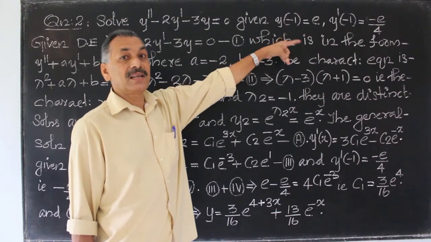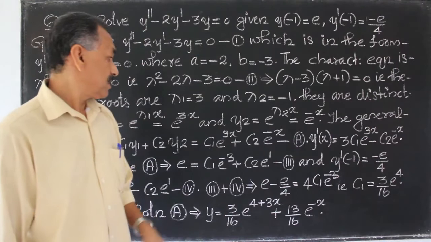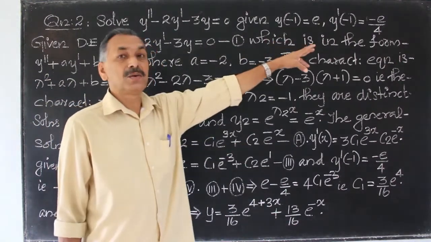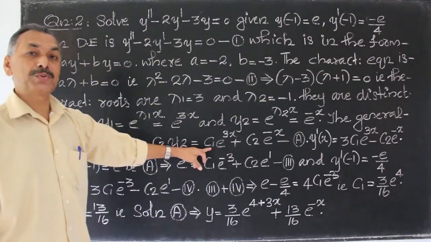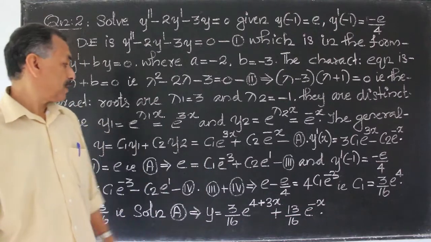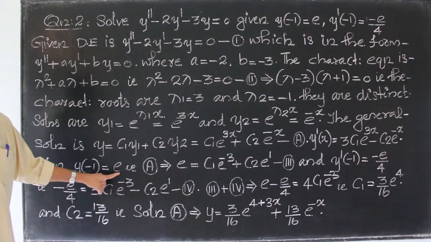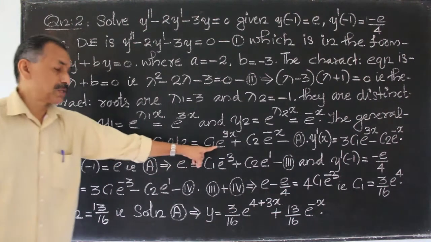The given initial value condition is y of minus 1 is equal to e. That means in this result, if x is equal to minus 1, y is equal to e. Therefore, the initial value condition y of minus 1 is equal to e. That is the general solution.